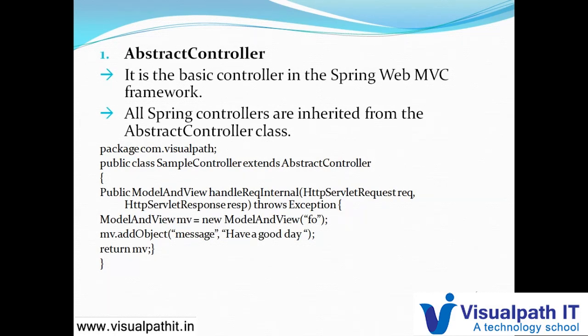The abstract controller is the basic controller in the SpringWebMVC application framework. All the Spring controllers are inherited from this abstract controller class. This controller class provides an abstract implementation of the controller interface. The abstract controller class extends the web content generator class, which is another class. It allows us to set different configuration properties to control the requests and the responses.